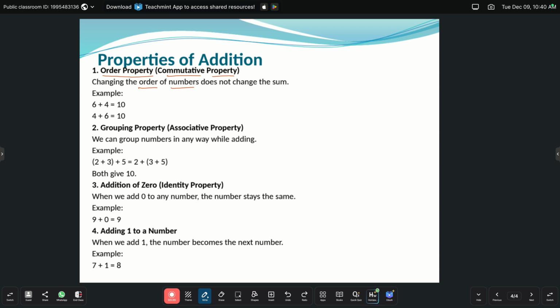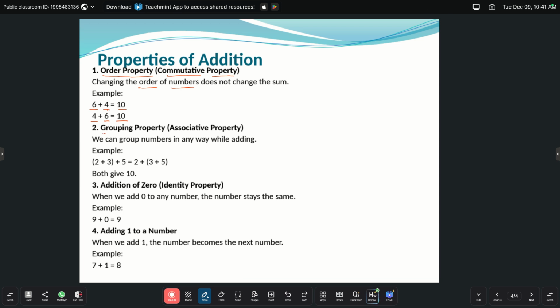For example, here I have 2 addends, 6 and 4. After adding 6 and 4, I get the sum 10. But we can write it in another way. If I change their places, if I change the order of the numbers, I will write the second addend first and the first addend second. Still, I get the same. After adding 4 and 6, I get the same sum, that is 10.